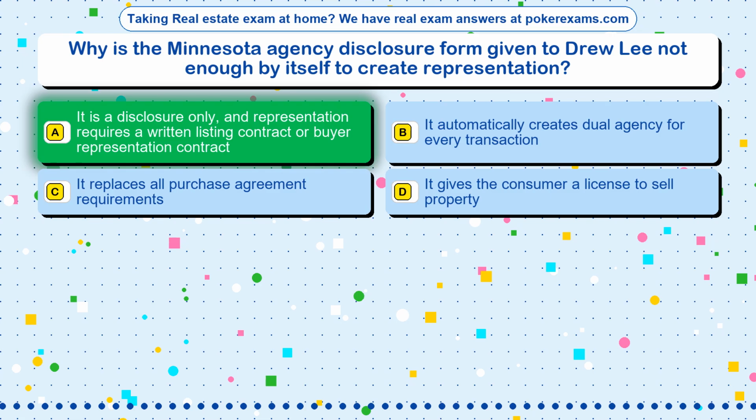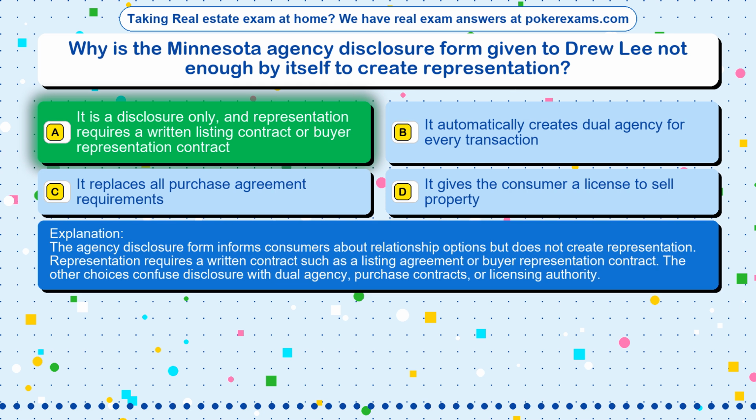The correct answer is option A. It is a disclosure only, and representation requires a written listing contract or buyer representation contract. The agency disclosure form informs consumers about relationship options but does not create representation. Representation requires a written contract such as a listing agreement or buyer representation contract. The other choices confuse disclosure with dual agency, purchase contracts, or licensing authority.